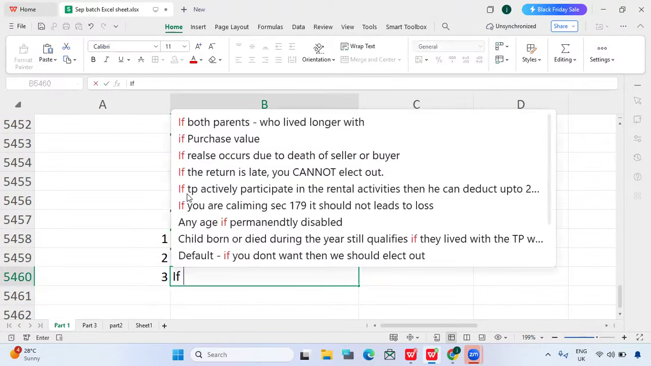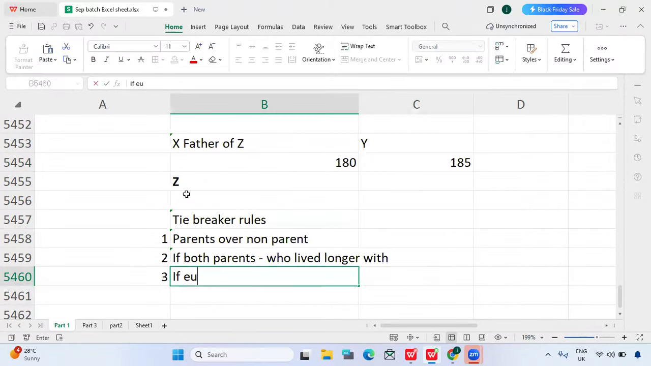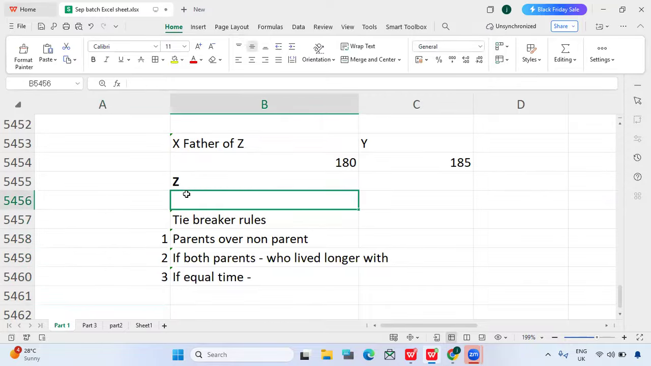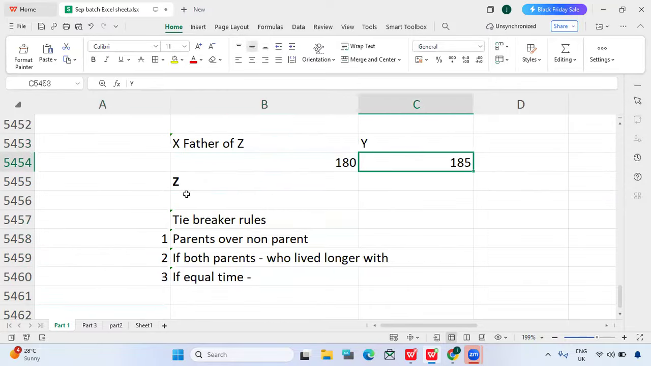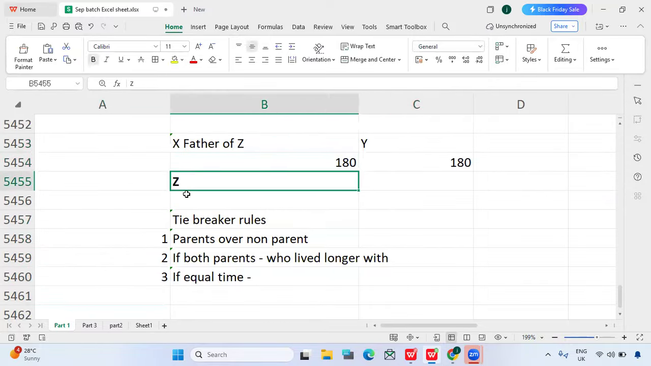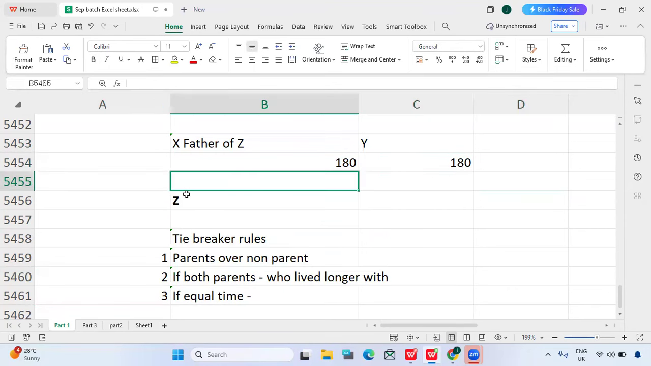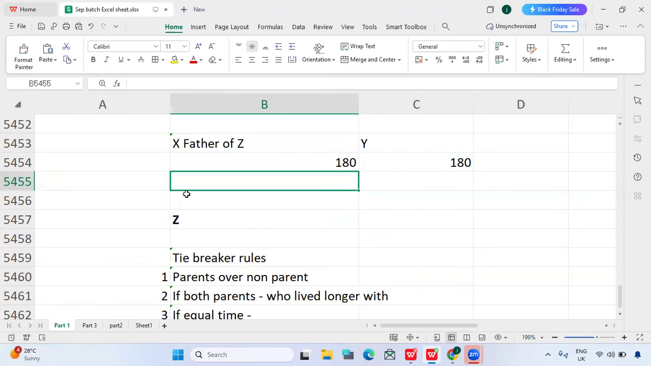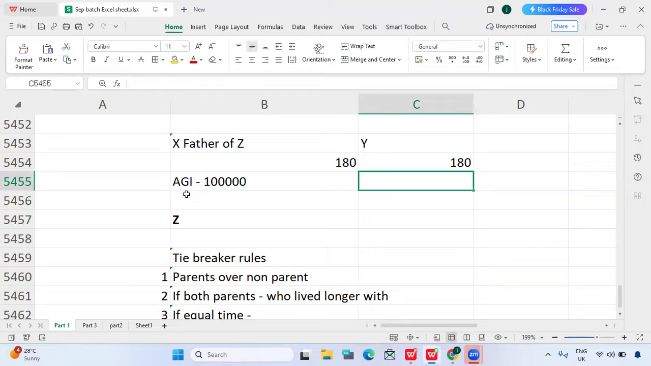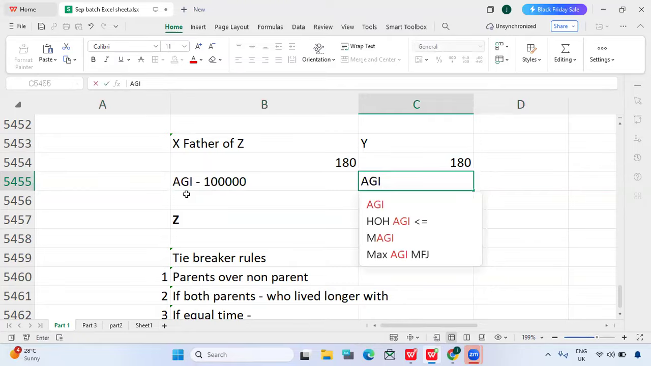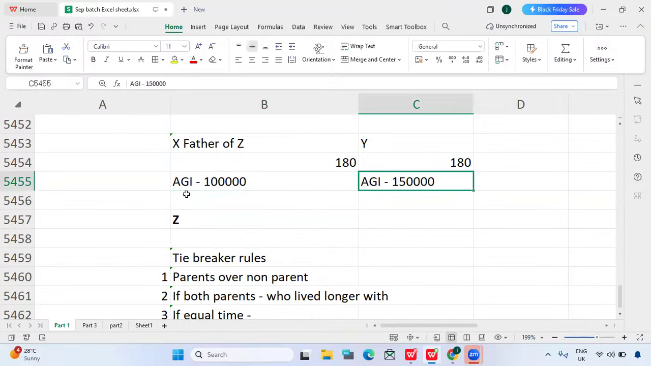Let's say it is equal time, then we have to see whose income is higher. Let's say here also 180 days and here also 180 days. Now we have to see whose AGI is more, whose income is more. Now X's income is $100,000 and Y's income is $150,000. Then who can claim, X or Y, guys?